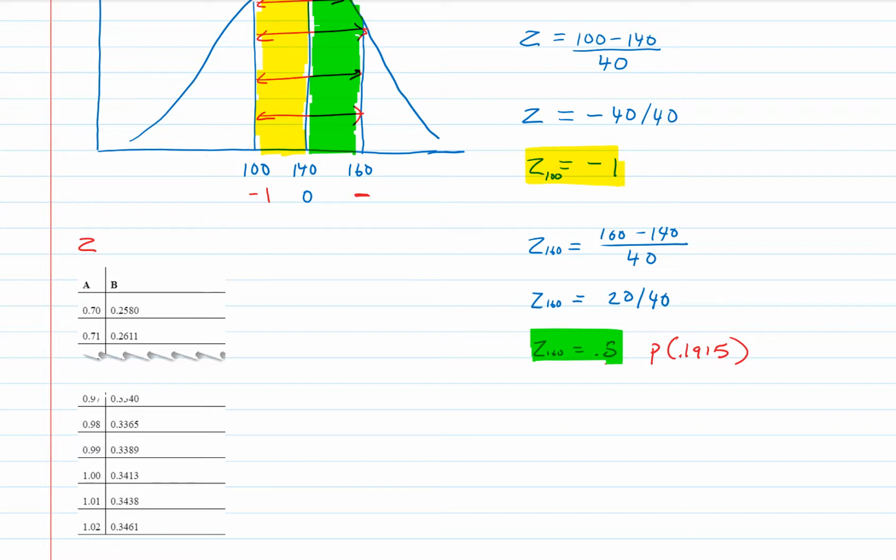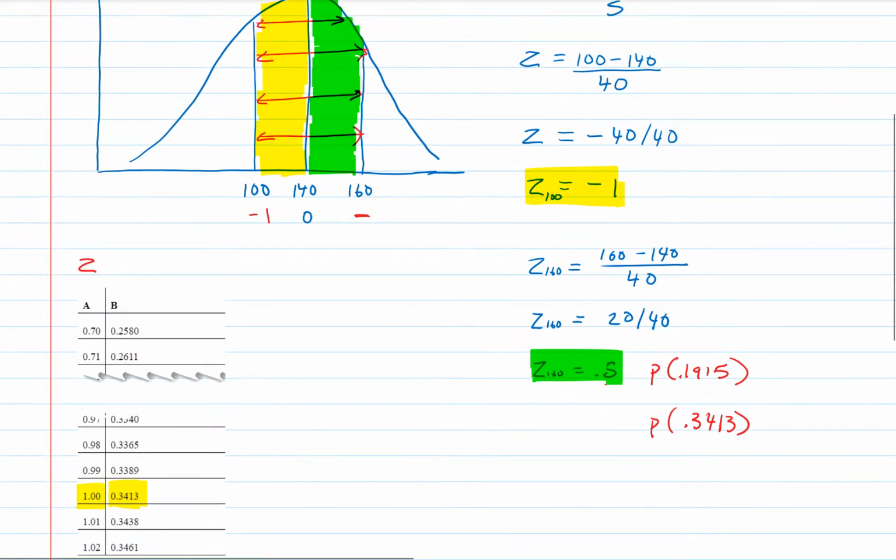So again, we look down and we find that the value of 1 there is 0.3413. We'll just write that probability in over here. That is 0.3413. All right. So all we have to do is just add these two values up to get the total area here, again, between a raw score of 100 and a raw score of 160.